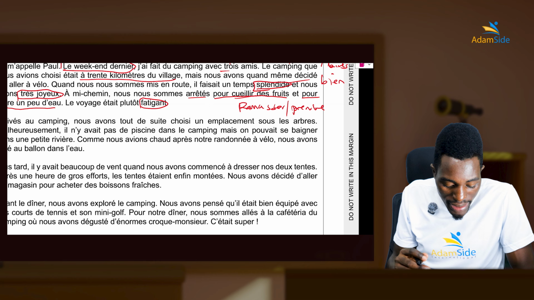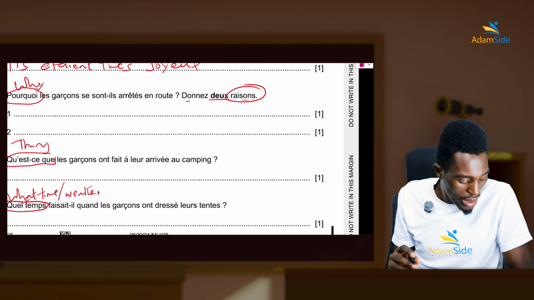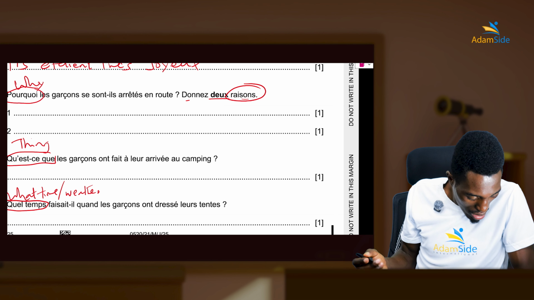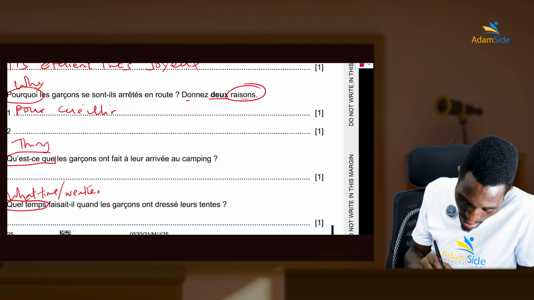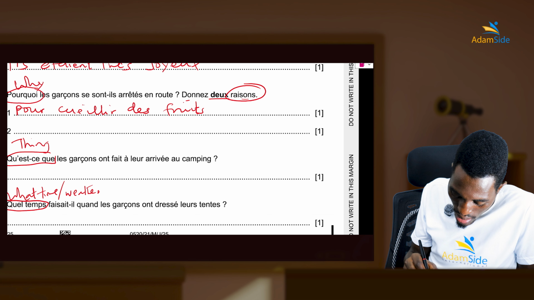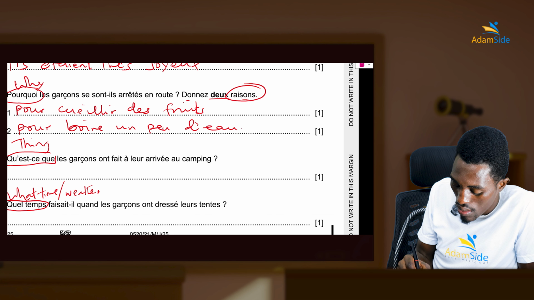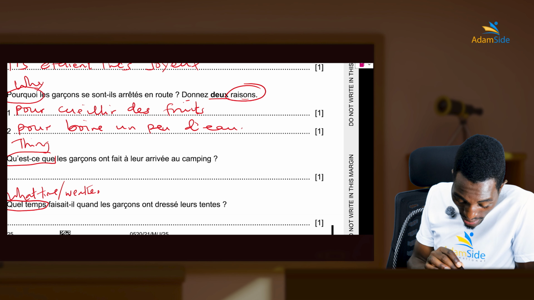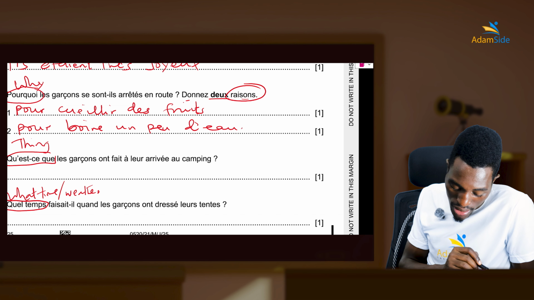So the answer is pour cueillir des fruits. Yes. So the reason is pour cueillir des fruits et pour boire un peu d'eau. So if you see, I have given the reasons why the boys stopped on the road.